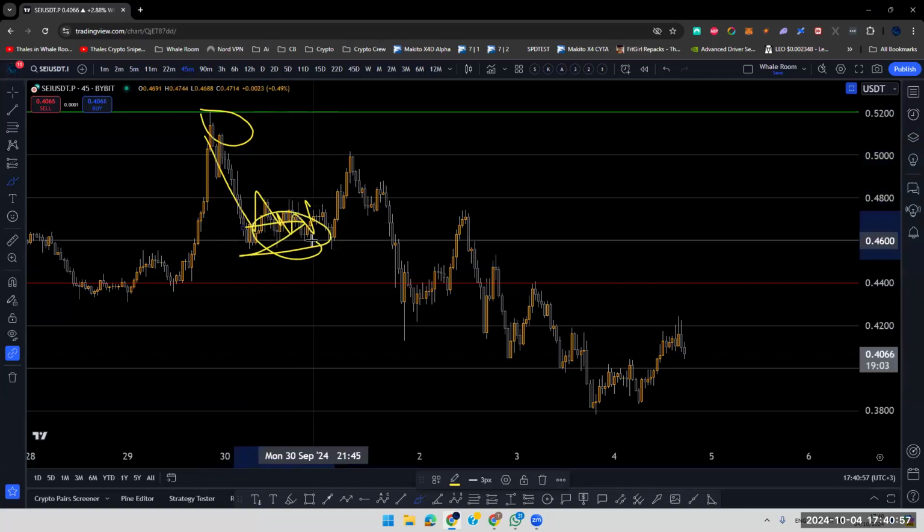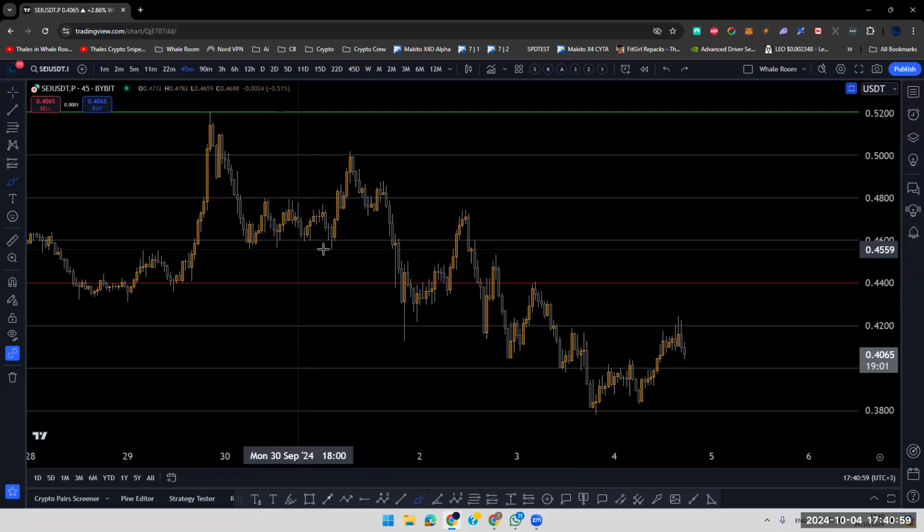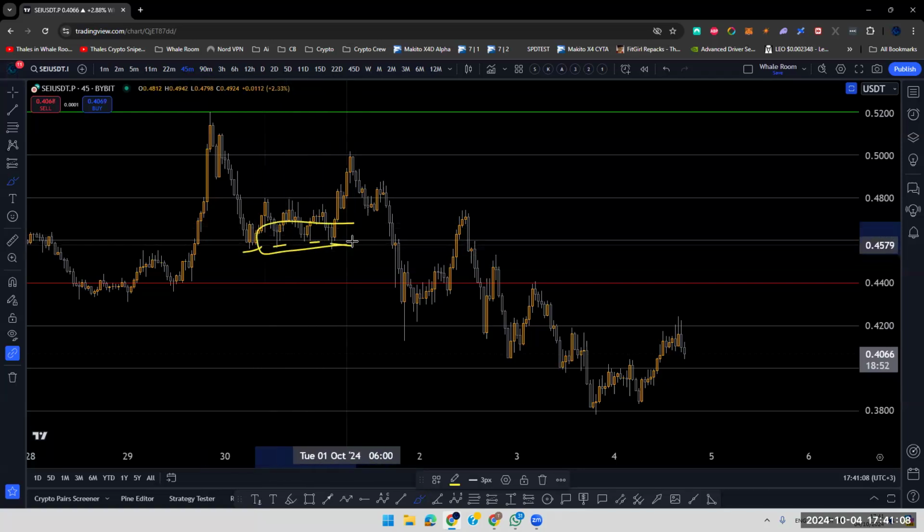So that's support. It's giving you a sign that it cannot continue. It comes here, it bounces off. It comes here, it bounces off. It comes here, it bounces off. So that is the support.